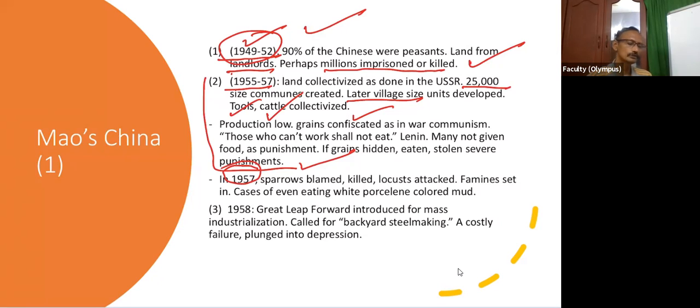After the killing of sparrows, locusts and insects attacked. So Mao gave a call without any understanding of how the ecological cycle works. But of course, a politician need not understand. But then how couldn't others warn? It was because of centralization. And finally, it led to famines.